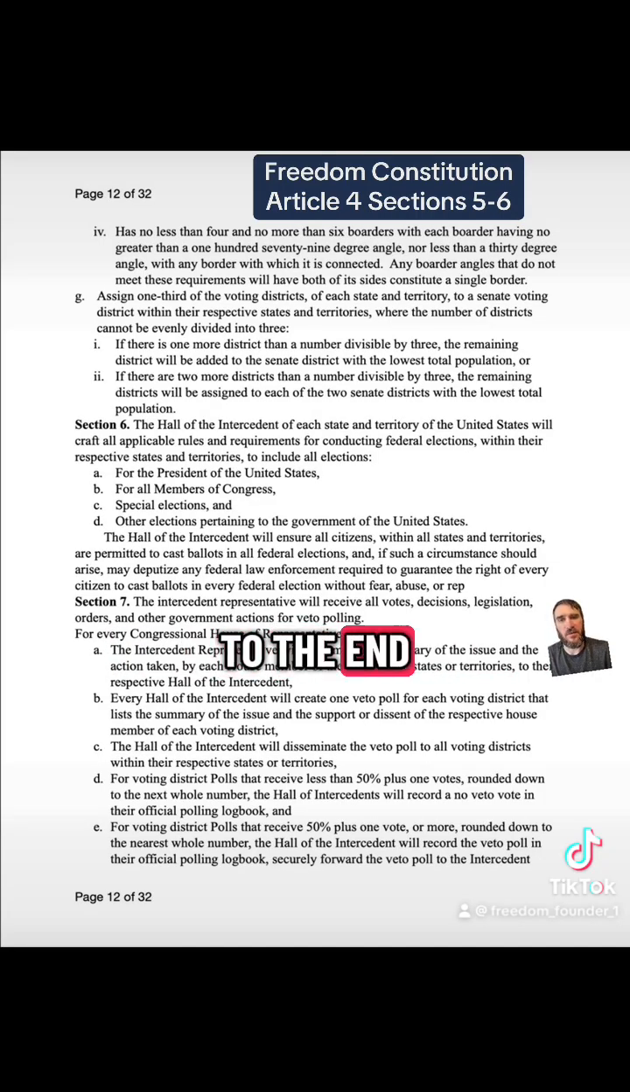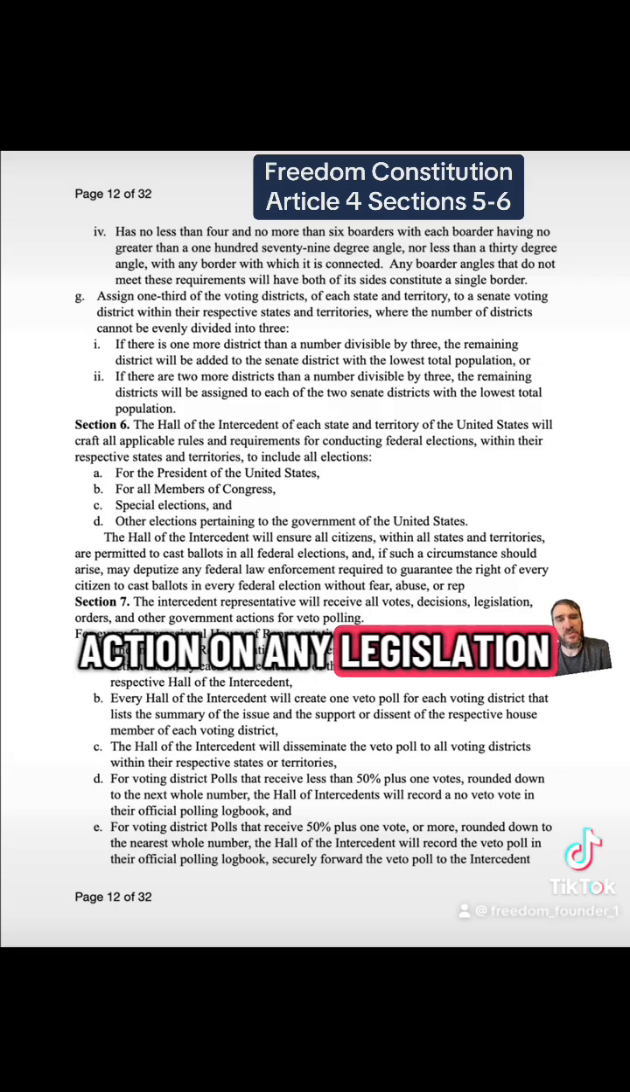That brings us to the end of Article 4, Section 6. Sections 7 and 8 will be tomorrow, and they cover the intricate details of what the Intercedent representative does when the House of Representatives or the Senate take action on any legislation.